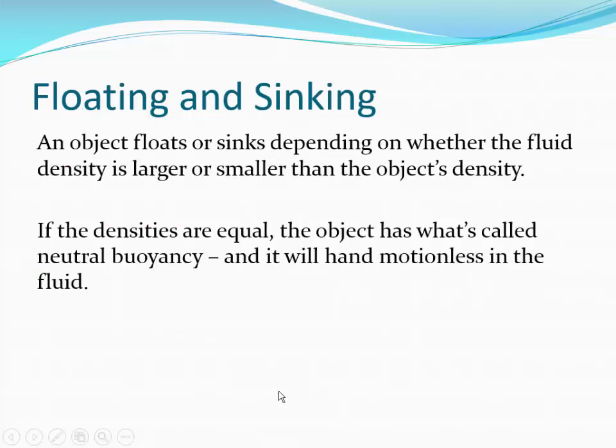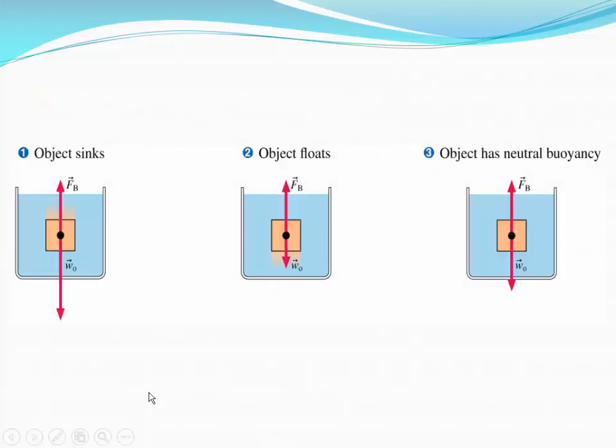A little word on floating versus sinking. When an object floats or sinks, it really comes down to whether or not the fluid density is larger or smaller than the object's density. So if the fluid and the object have the same density, it experiences what's called neutral buoyancy, which happens a lot to fish and turtles and other sea life. That's supposed to be hang motionless in the fluid. But it just kind of floats in the center.